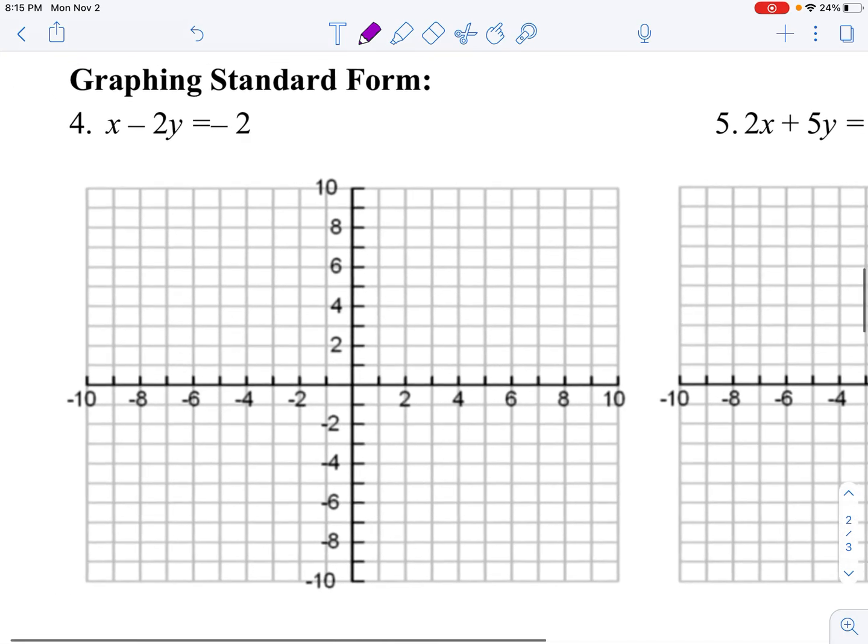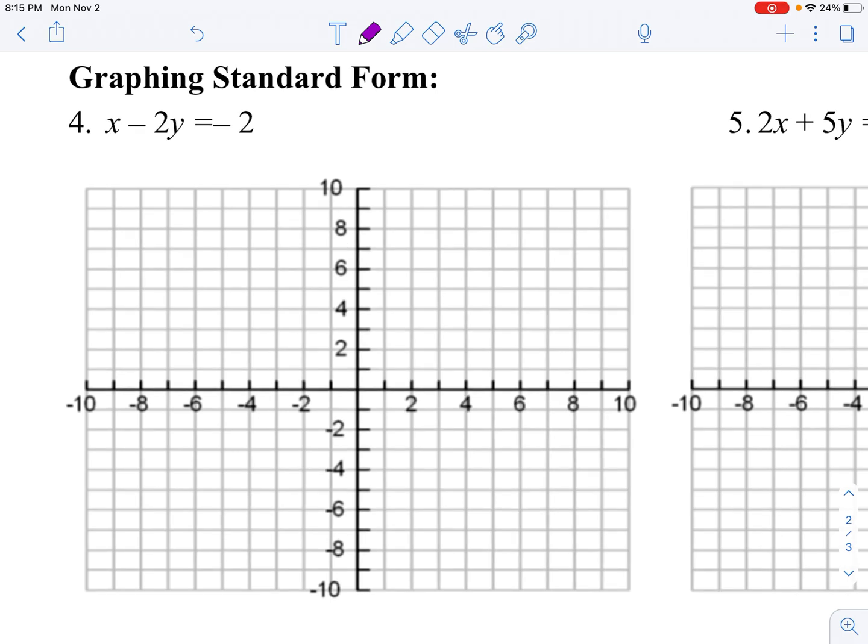Okay, graphing in standard form. So now we're doing the same thing, except now we're graphing. And like I said, it makes it pretty easy with these, because we can go pretty quick. So plugging in a 0 for x would cancel it out. So if we plug in a 0 for x, that gives us our y-intercept.